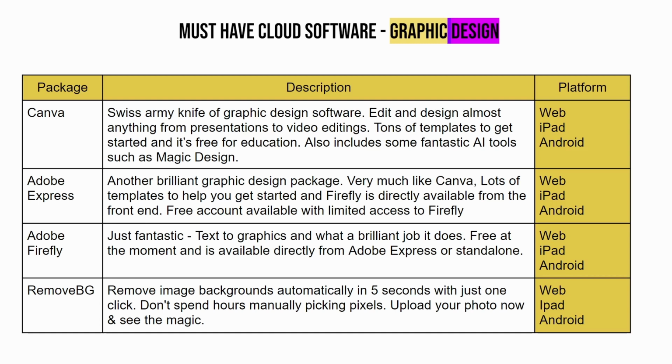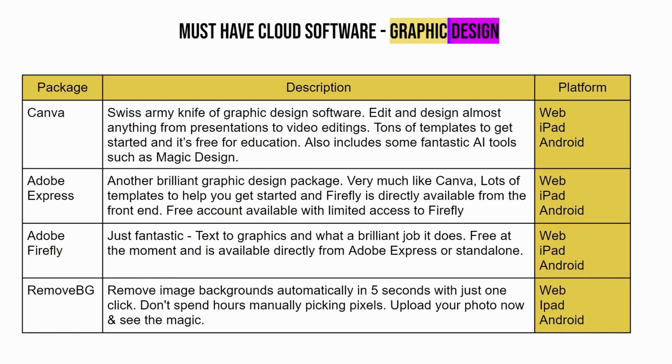Canva's brilliant because the educational version gives you all the professional features, and it also includes some fantastic AI tools such as Magic Design. Adobe Express again is very much like Canva, full of templates, and you get access to Adobe Firefly, which is their AI tool, although it's a little bit limited. You can usually run out of your credits. Adobe Firefly is another one. Again, that's a standalone program. It's available directly from Adobe Express, or you can just access it by going to Firefly, but you will need to log in as well to get that.